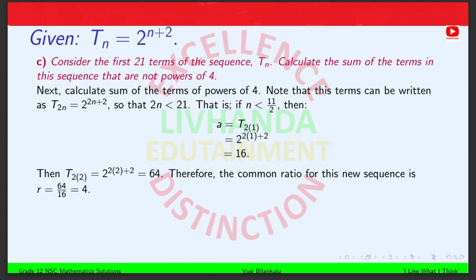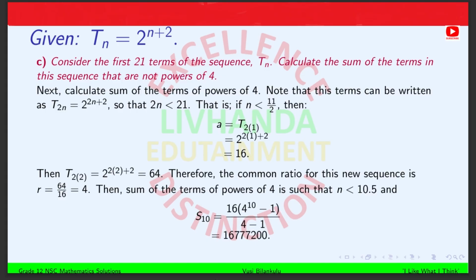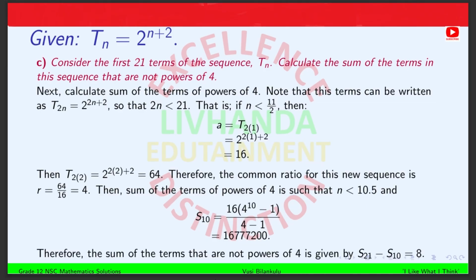To obtain their sum, a finite geometric series can be used. This formula can be found at the back of the question paper on the day of exam. Substitute a equals 16, then n equals 10, and then r equals 4. Then the sum of the terms in the power of 4 equals 16,777,200. Therefore, the sum of the terms in the sequence Tn that are not power of 4 is the difference between the two sums that we calculated previously, that is, 8.